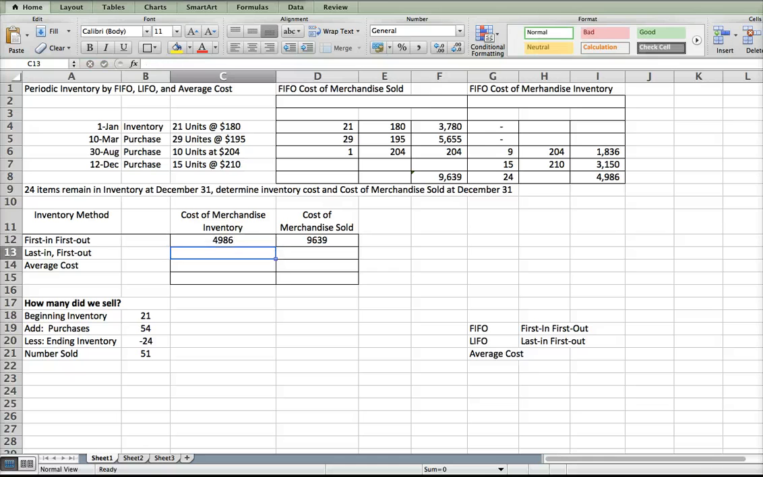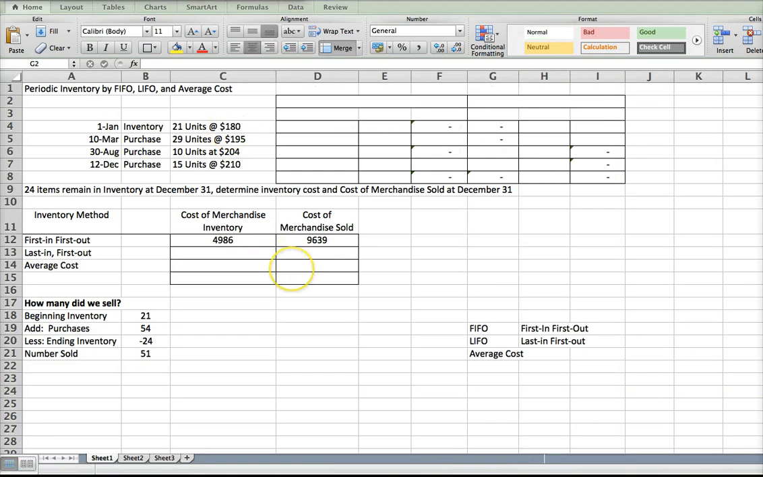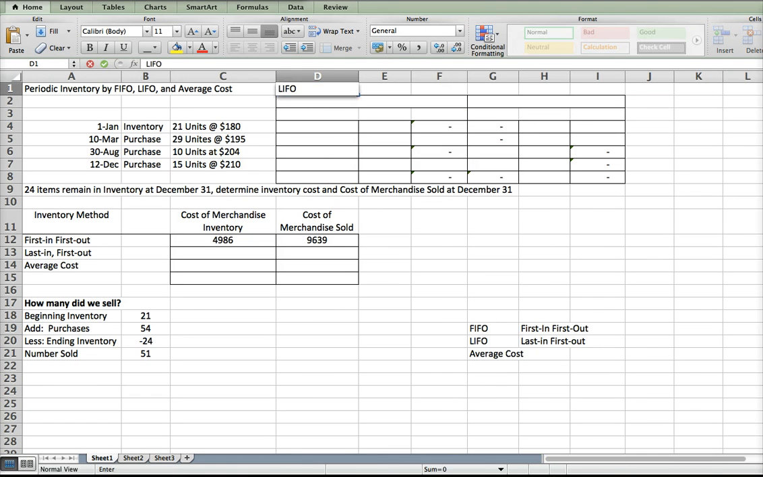And notice that that gives me the most recent purchases remaining in my inventory, which is correct because I assumed that I sold my oldest ones. Now, I want you to compare that, what we just did, to using LIFO. So we're going to do the exact same thing, except instead of this being FIFO, this is going to be LIFO cost of merchandise inventory, and this is going to be LIFO merchandise inventory. So let's see what's going to happen differently this time.